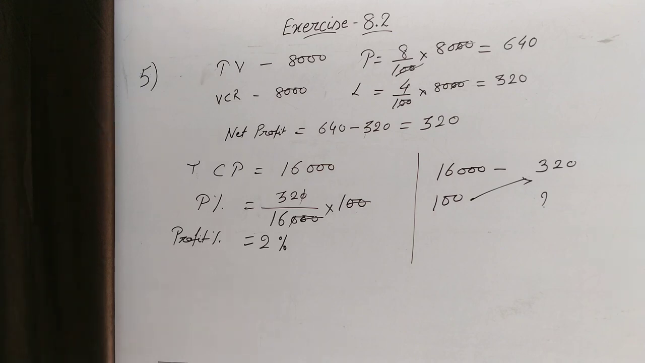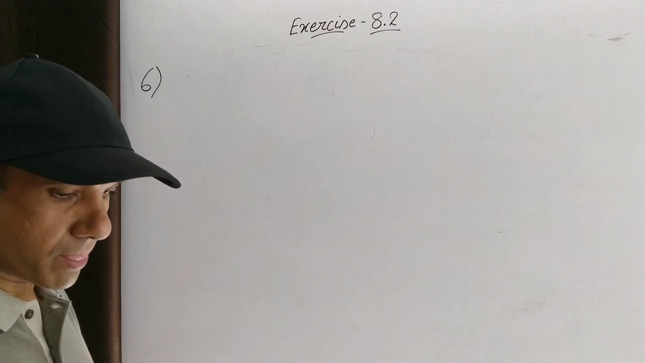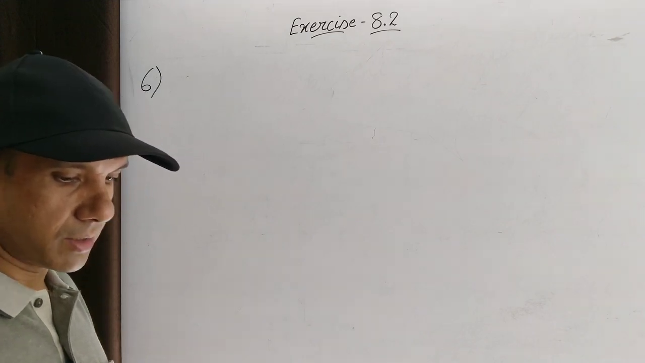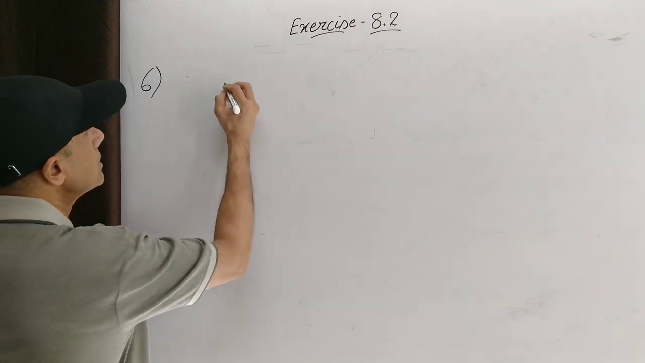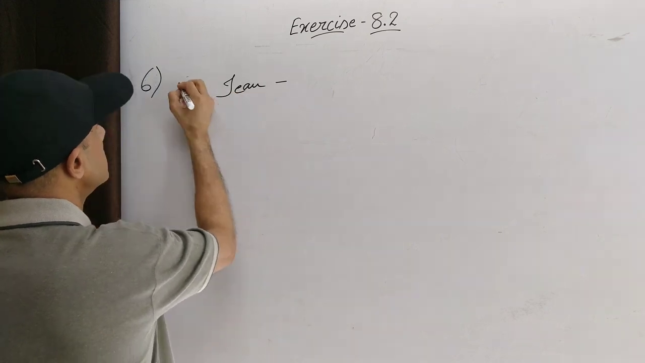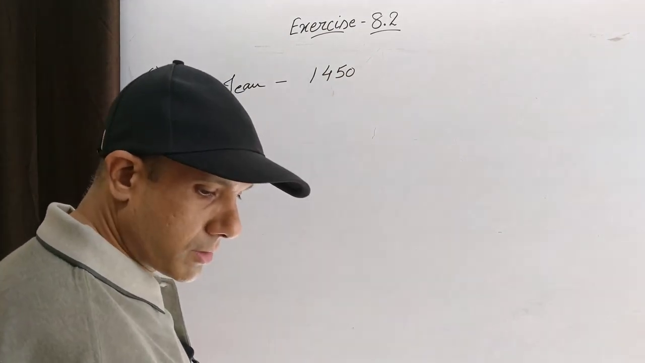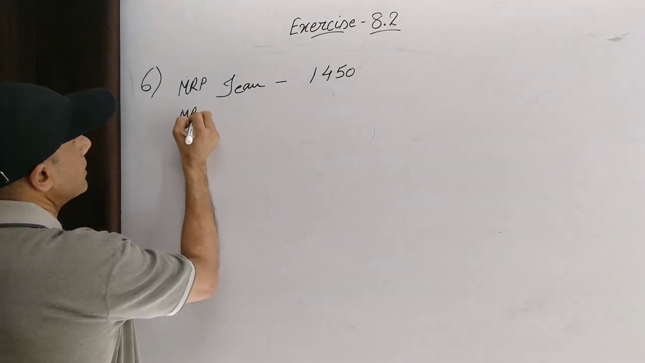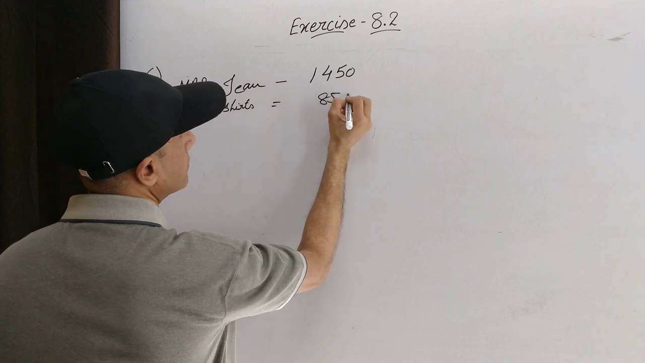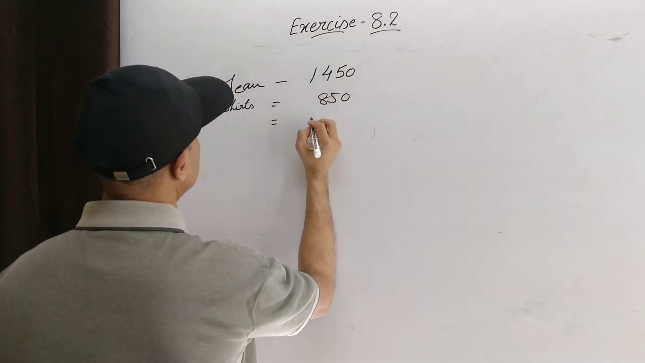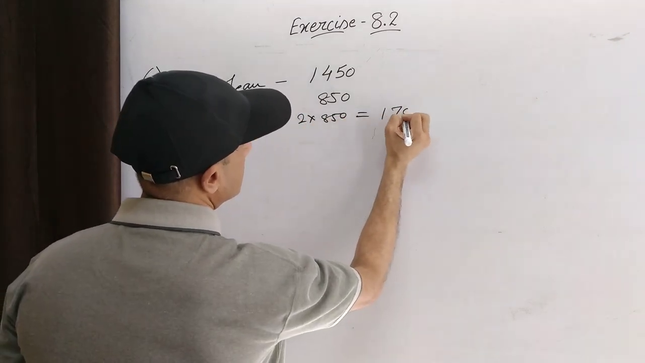Clear? Question number 6. During a sale, a shop offered a discount of 10% on marked prices of all items. What would a customer have to pay for a pair of jeans marked 1450 rupees and two shirts marked 850 each? So jeans cost, that is MRP of jeans, is 1450 rupees, and he has purchased a pair, that is one jeans, and MRP of shirt is equal to 850, and he has purchased two shirts, so total MRP of the shirts will be 2 into 850, that is equal to 1700.